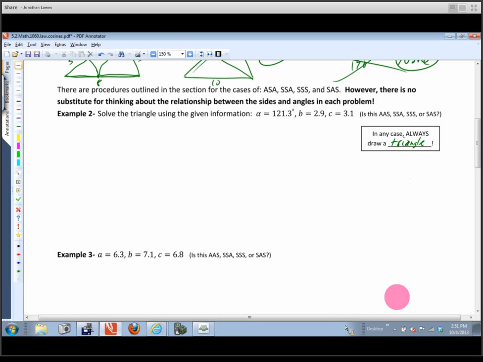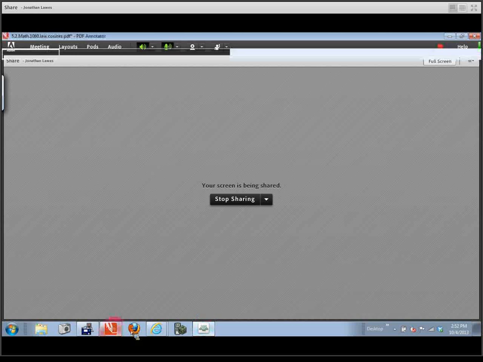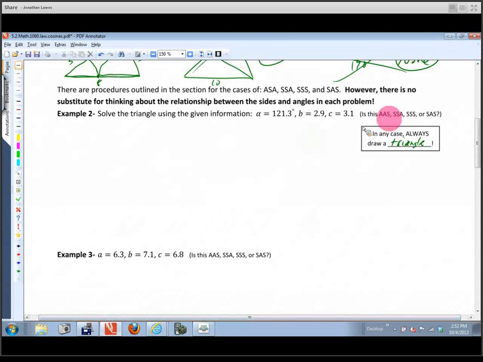Okay? So, solve the triangle using the given information. So I've got alpha 121.3, side b 2.9, and side c 3.1. So the first thing we want to think about is, we want to figure out, well, is this an angle-side-angle, a side-angle-side, a side-side-angle, or a side-side-side? So think for just a second. If this is side b and this is side c, angle alpha has to be between those.